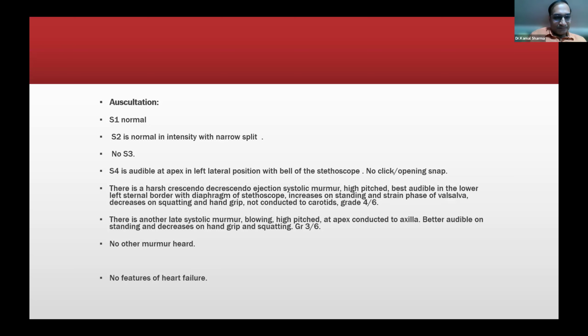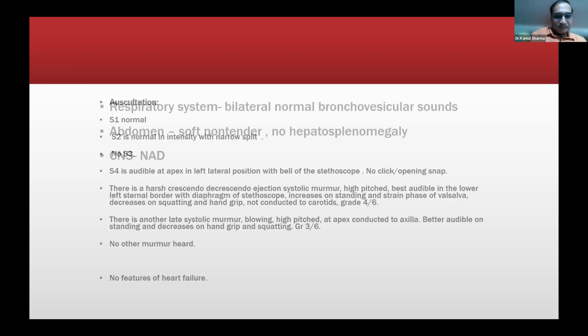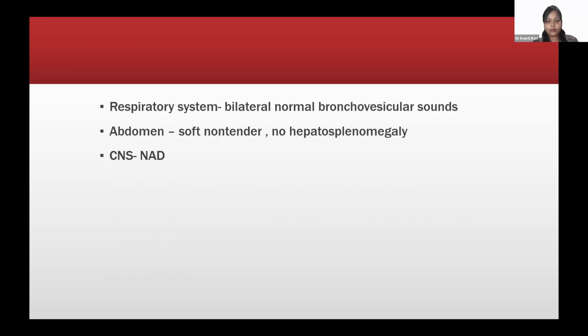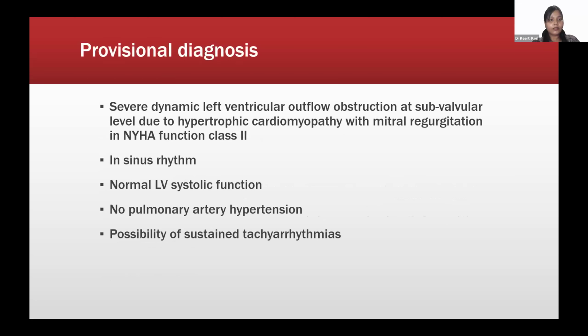Okay, go ahead. Other system examination, there's nothing abnormal in that. Provisional diagnosis: severe dynamic left ventricular outflow obstruction at subvalvular level due to hypertrophic cardiomyopathy with mitral regurgitation in NYHA functional class 2, in sinus rhythm with normal LV systolic function, no pulmonary artery hypertension, and possibility of sustained tachycardia. So you also need to define whether you're dealing.